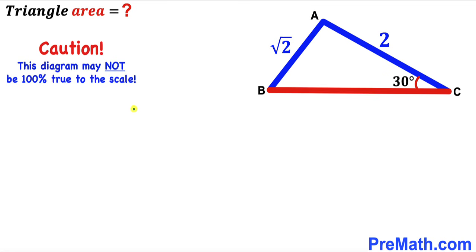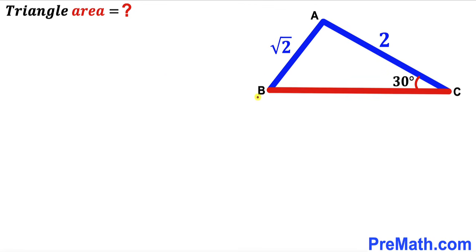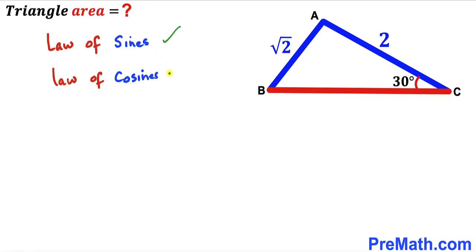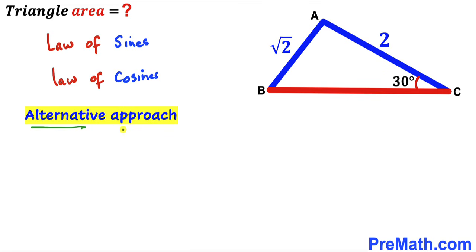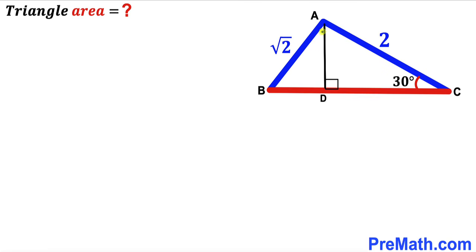Please keep in mind that this figure may not be 100% true to scale. Let's get started. Since we are interested in calculating the area of triangle ABC, the straightforward approach is the law of sines, or we could use the law of cosines as well. However, I am going to show you an alternative approach. We are going to drop this perpendicular AD on the base BC.